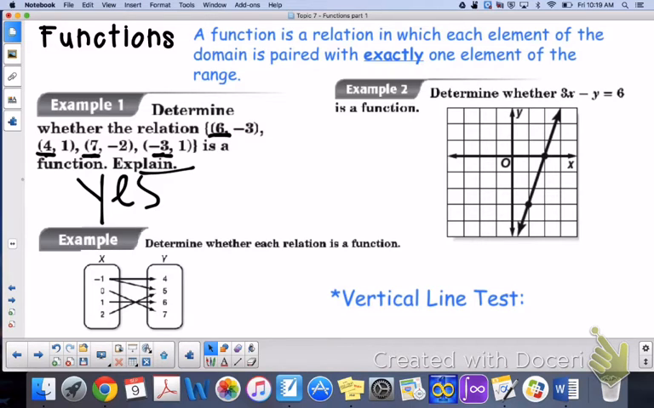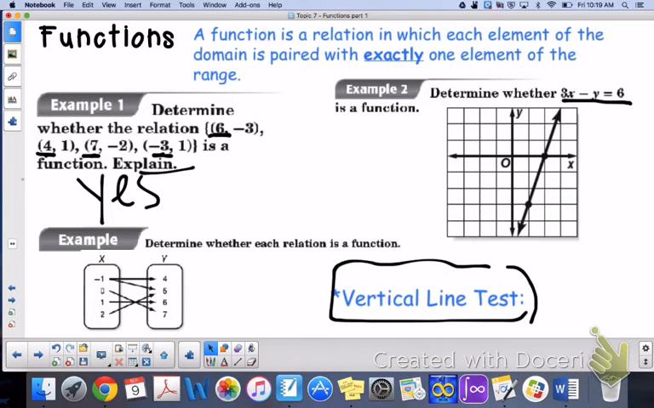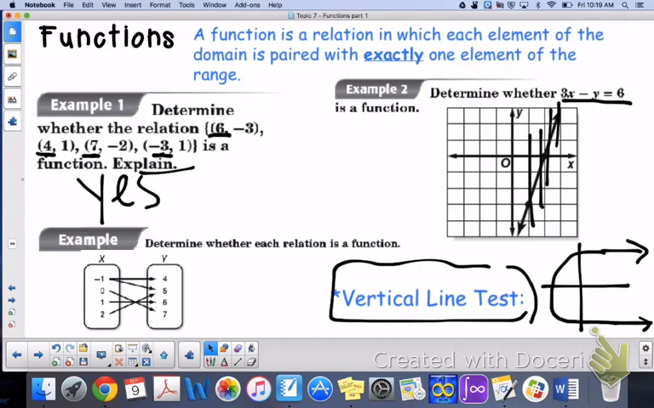For number 2, determine whether 3x minus y equals 6 is a function. I'll give you the graph here. Now, there's something called the vertical line test. It tells us that if we draw any vertical line through a graph and it hits the graph only once, then it is a function. If it hits twice, it is not a function. What do I mean by that? Say you have this graph, a sideways parabola. If you draw a vertical line, it hits twice. Therefore, this is not a function, whereas for this one, any vertical line hits once, so that is a function.